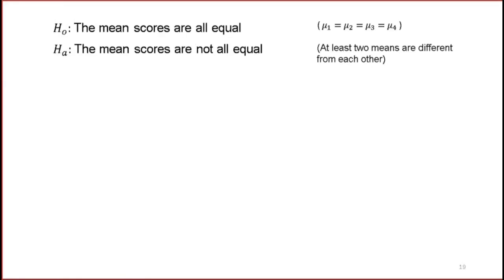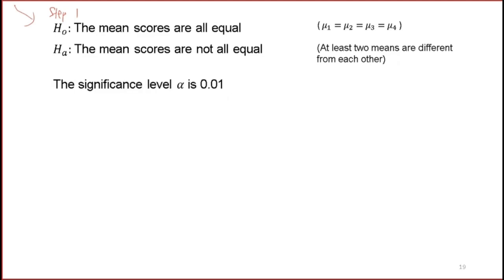Then you need to follow 5 steps. First step, identify the hypothesis. Make sure, it is usually the same, fixed. So mean 1 equals mean 2 equals mean 3 equals mean 4, which means that the mean scores are all equal, and for the alternative, the mean scores are not all equal. Just follow all these steps and you will get full marks in that question.